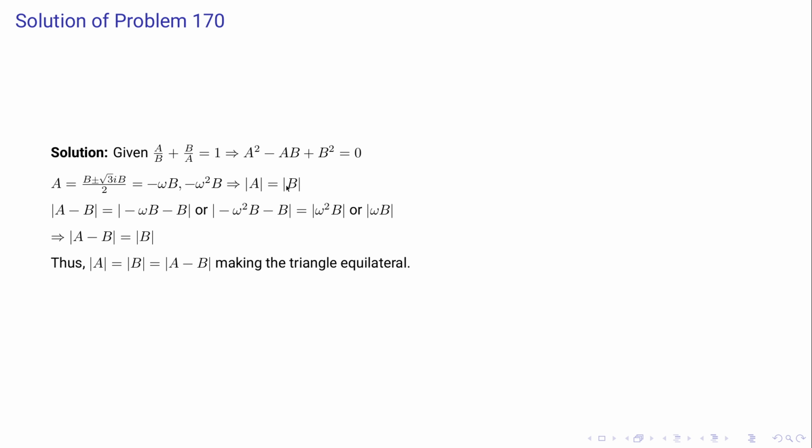So mod of a is equal to mod of b. Now mod of a minus b would be mod of minus omega b minus b, or mod of minus omega square b minus b. So the first one becomes omega square b and the second one becomes omega b. So we can say that mod of a minus b is equal to mod of b. So all three magnitudes are equal. That's why the triangle is equilateral.